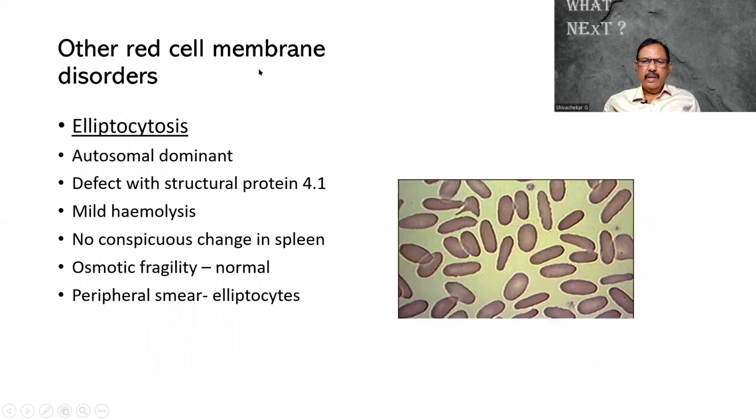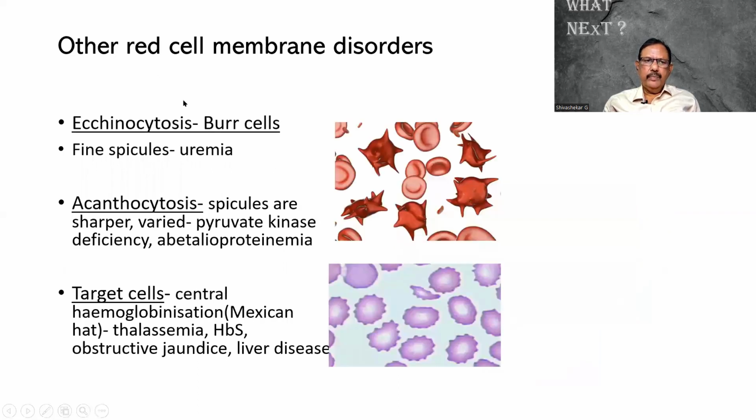What are the other red cell membrane disorders? There are a few disorders, just see them. This is an elliptocyte. It is elliptical in shape. It is not spherical. Associated with protein 4.1 deficiency. There can be mild hemolysis, but the lifespan is normal. Osmotic fragility is also unaffected. Echinocytes are burr cells. They have got fine spicules.